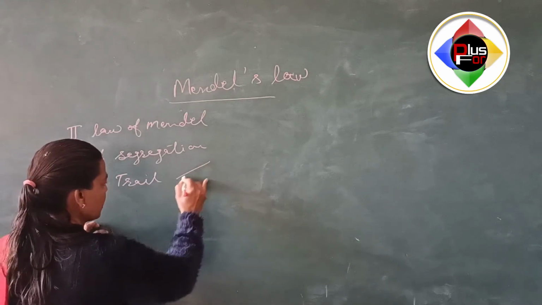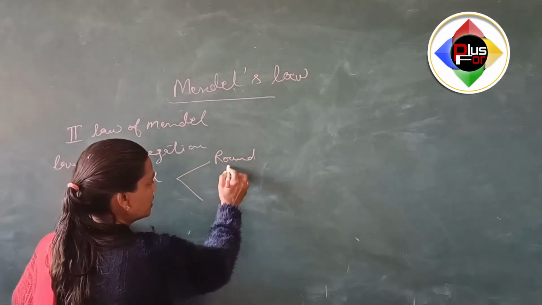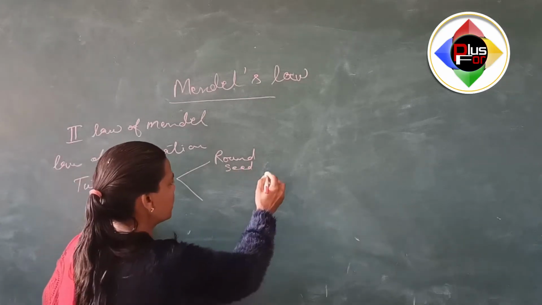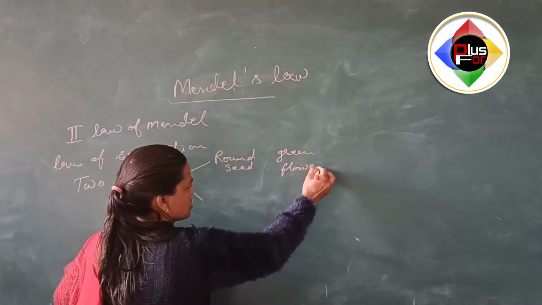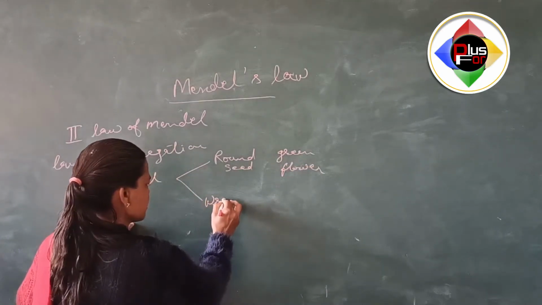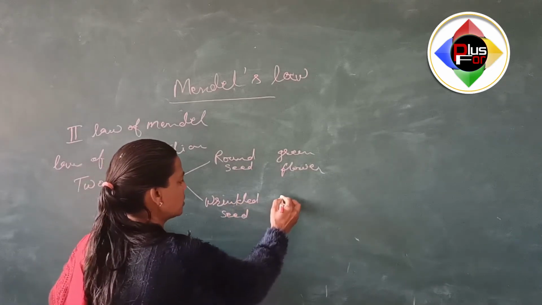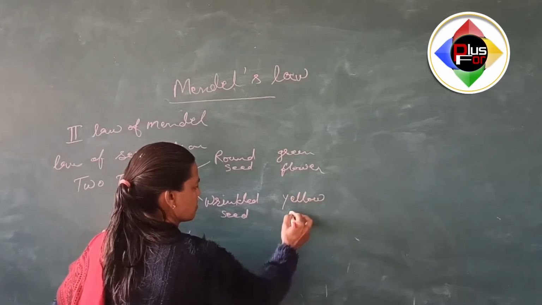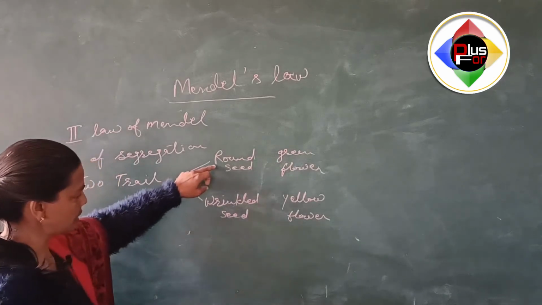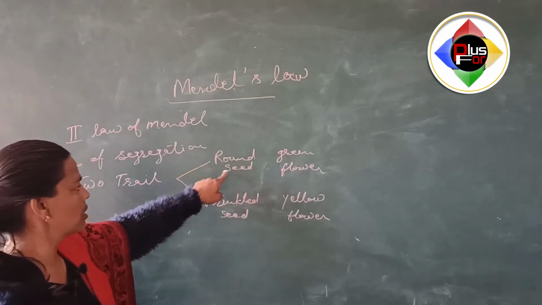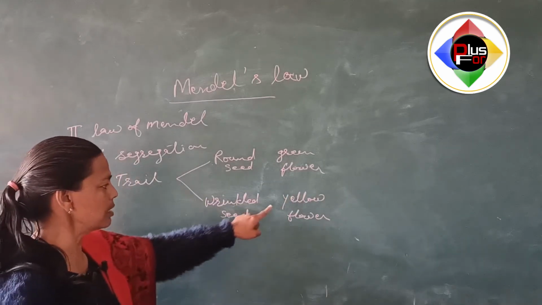Like, the first is round seed and green flower. Here is wrinkled seed and yellow flower. He took two characters in one plant: round seed and green flower, and wrinkled seed and yellow flower.